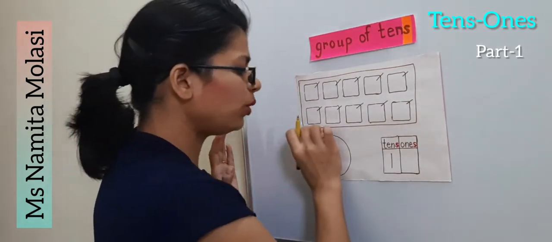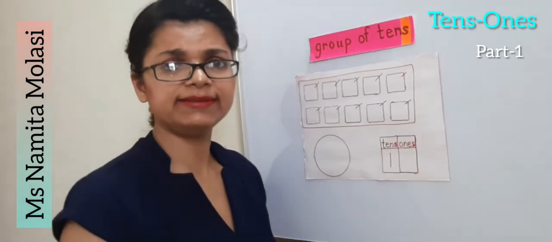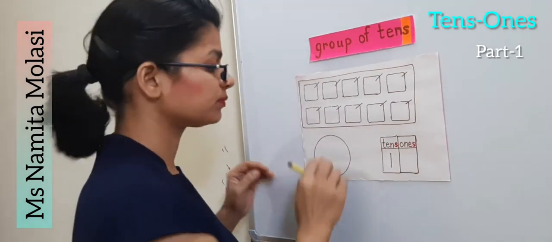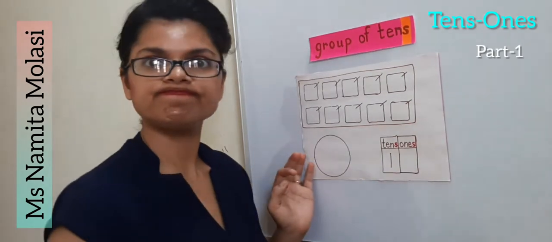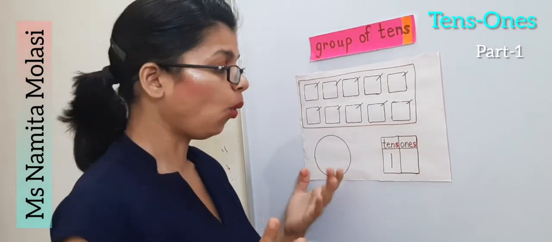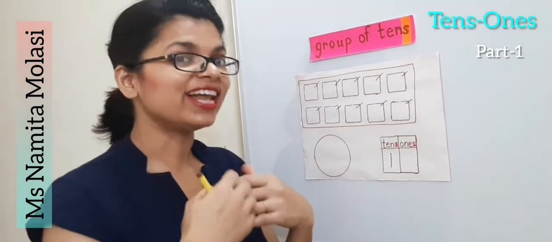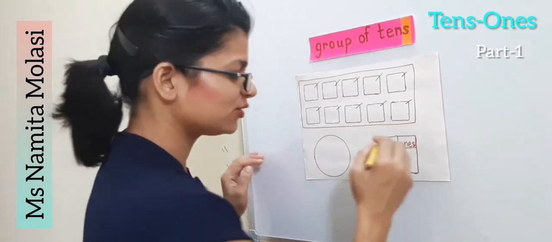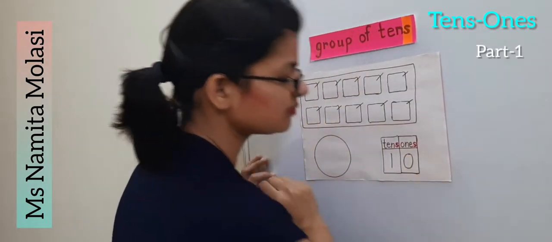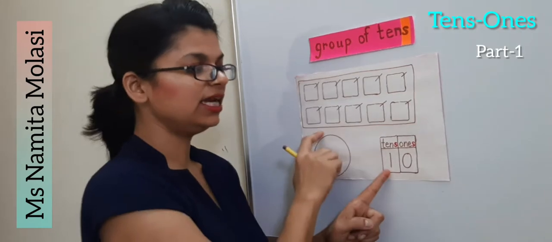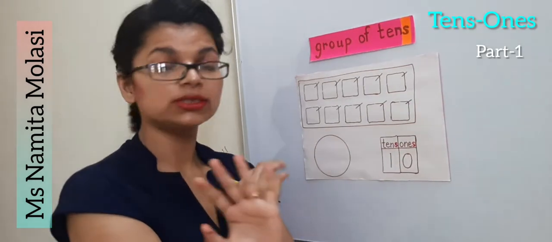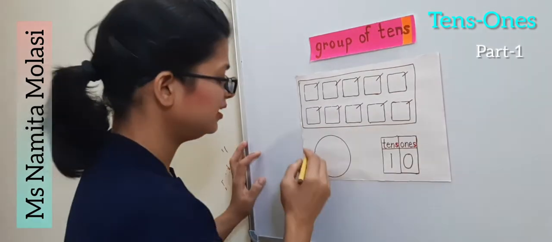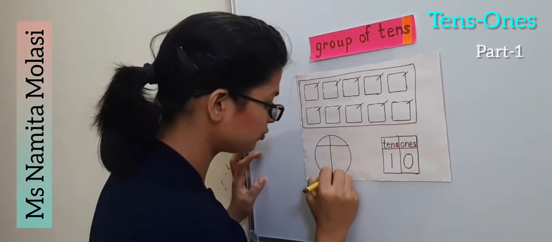Now let's see. Do we have some more squares left? No, we don't have any more squares. It means, how many ones do we have? We don't have any ones left. What do we do now? When we have nothing, we write 0. Zero means nothing. So let's write 0 here. So we have 1 ten and 0 ones, no ones. 0 means nothing. Remember this.